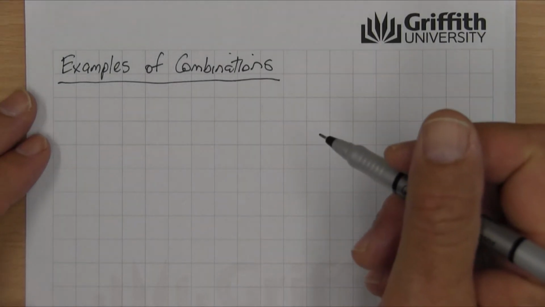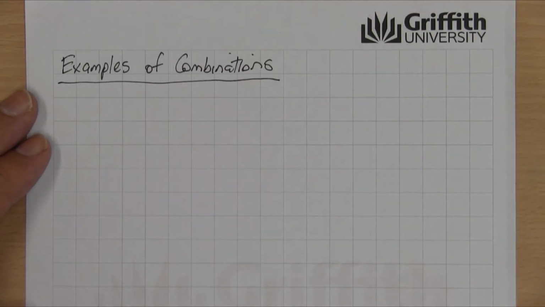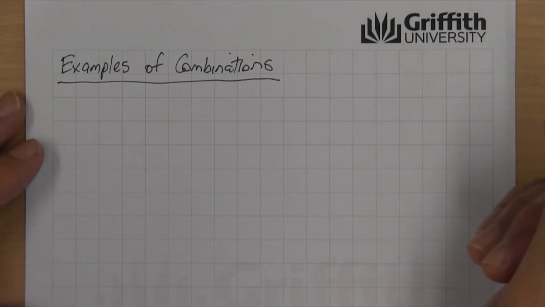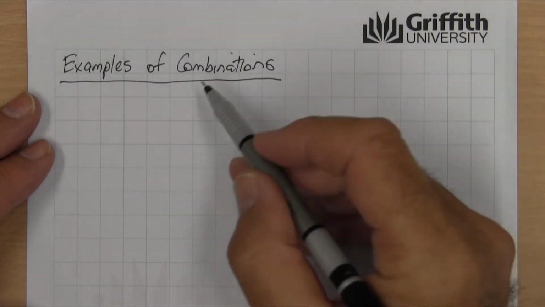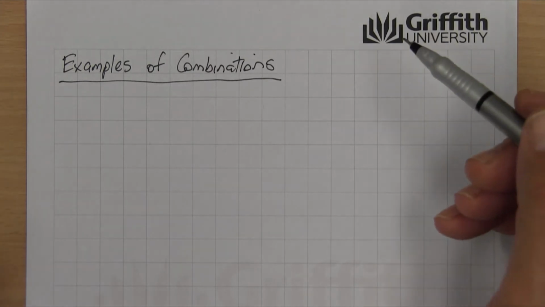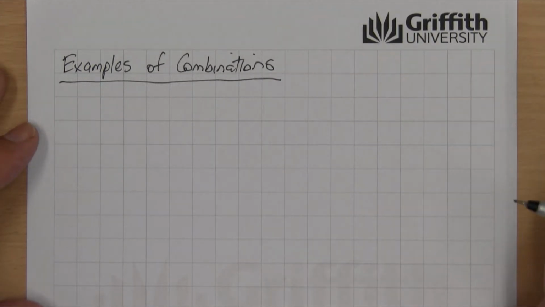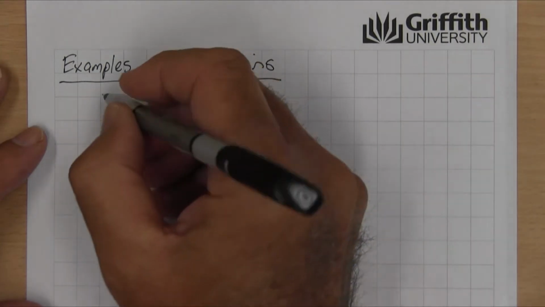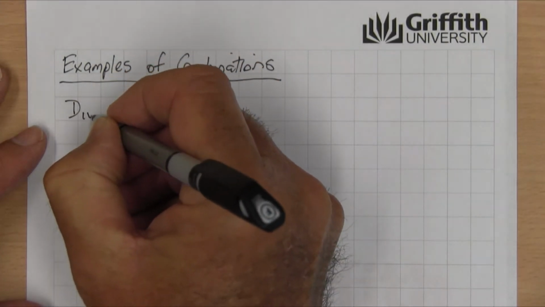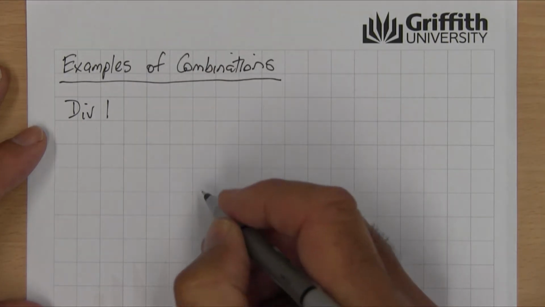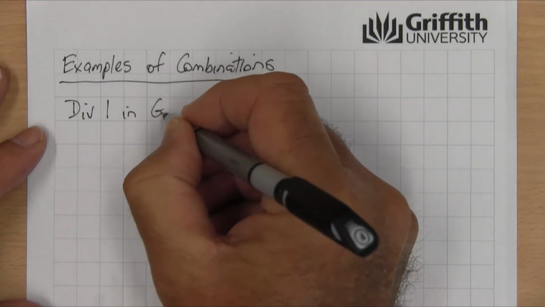Okay, a couple of examples of combinations, and how do you know whether it's a permutation or a combination? Don't forget the biggest difference is that with combinations, order is not important, and with permutations, order is important. So something that we've all heard about is Gold Lotto, Division 1 in Gold Lotto.